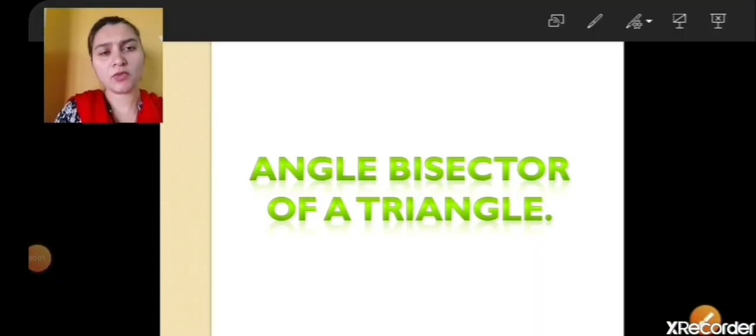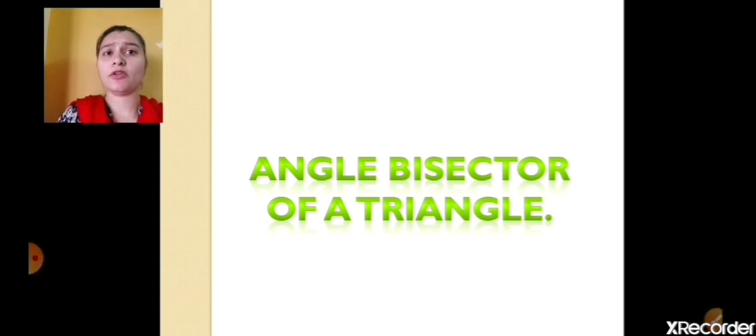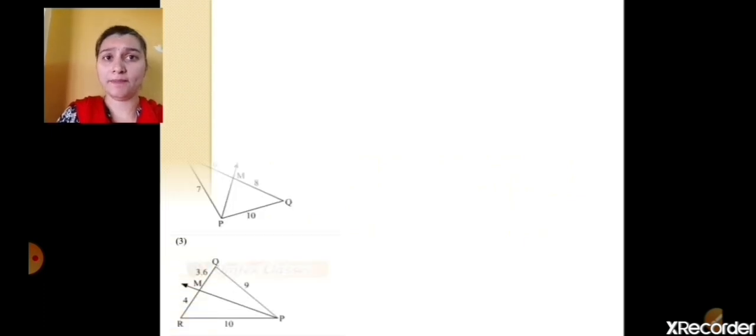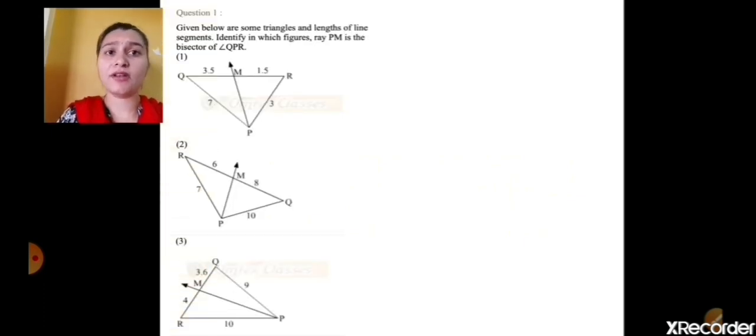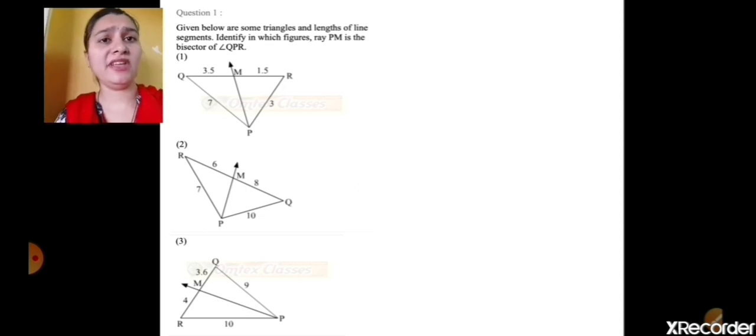So let me begin with the sums related to the angle bisector of a triangle. You have question number 1 with these three diagrams. Given below are some triangles and lengths of line segments. Identify in which figure ray PM is the bisector of angle QPR. Students, you have to solve each and every sum in your notebook.